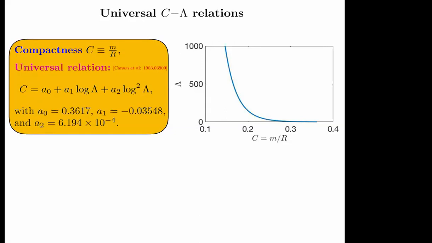And this relationship holds for quark matter, for hybrid neutron stars with a quark matter core. It holds for neutron stars with just hadronic matter. It's completely general, and it holds at about the 7% level or better. So here's a plot on the right-hand side of this relationship.